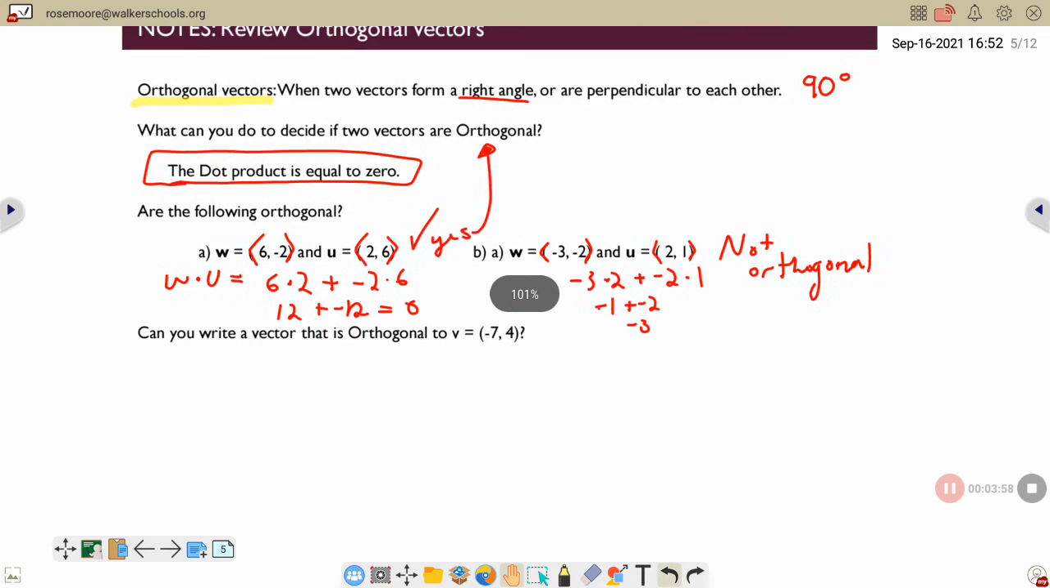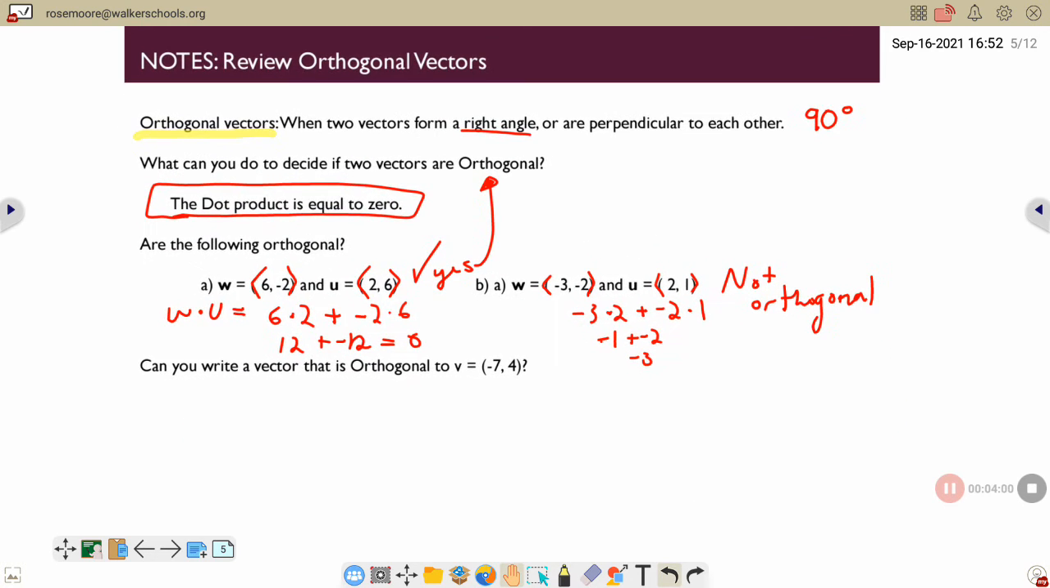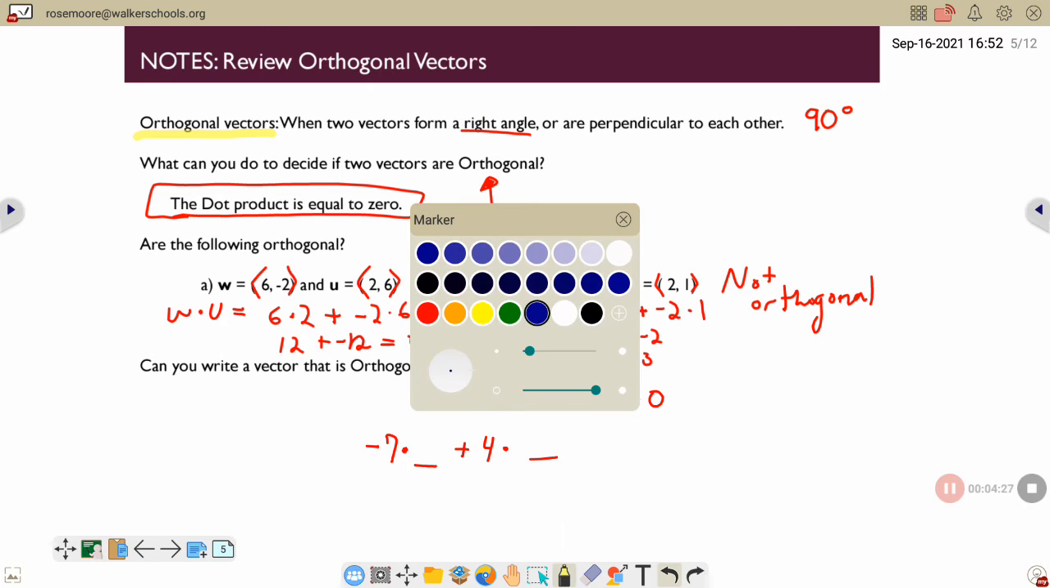Can we write one that's orthogonal ourselves? Yes, we can. We just need to make something, we'll call it a W, equal to something, so that V dot W equals 0. So let's think about it. I'll have negative 7 times something plus 4 times something. I've got several options here. These are not the only two correct answers, trust me.